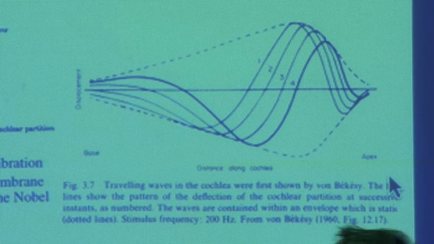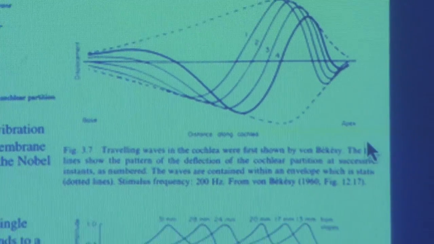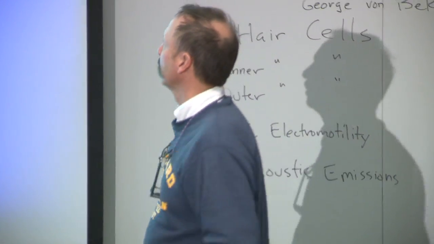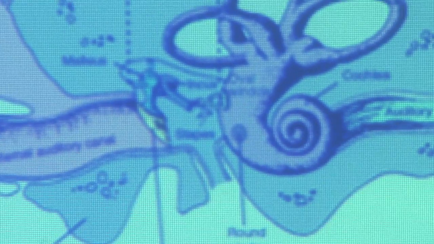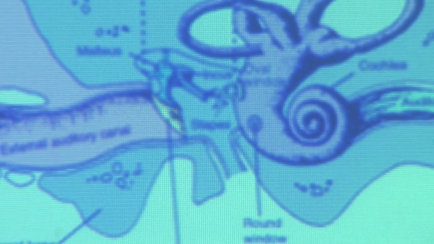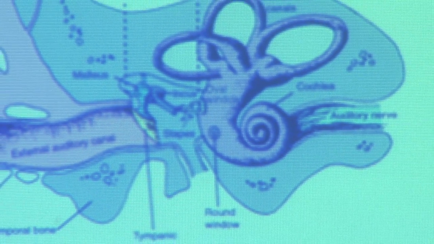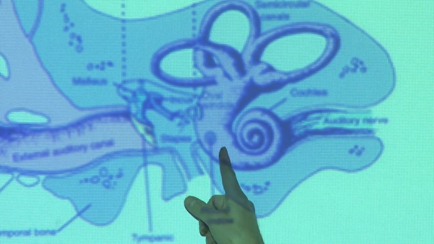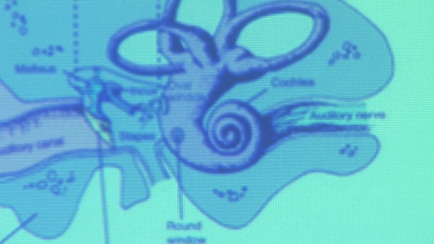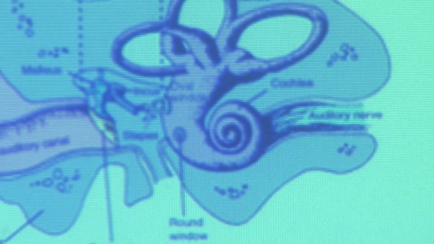Remember, the base of the cochlea is where the input is coming. If we go back to our first diagram here, remember the stapes is pushing in and out at the oval window, and that's way down at the base of the cochlea. And what we're saying is these vibrations are traveling from the base all the way up to the apex. And it's taking a little bit of time to do so.